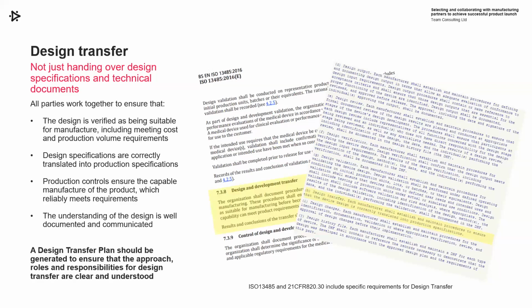So you need to understand the design, you need to transfer that understanding of the design and communicate it. And this all should be driven by a design transfer plan, so you know what's going to be transferred when, and how to make sure the approach is going to be suitable to meet your requirements.